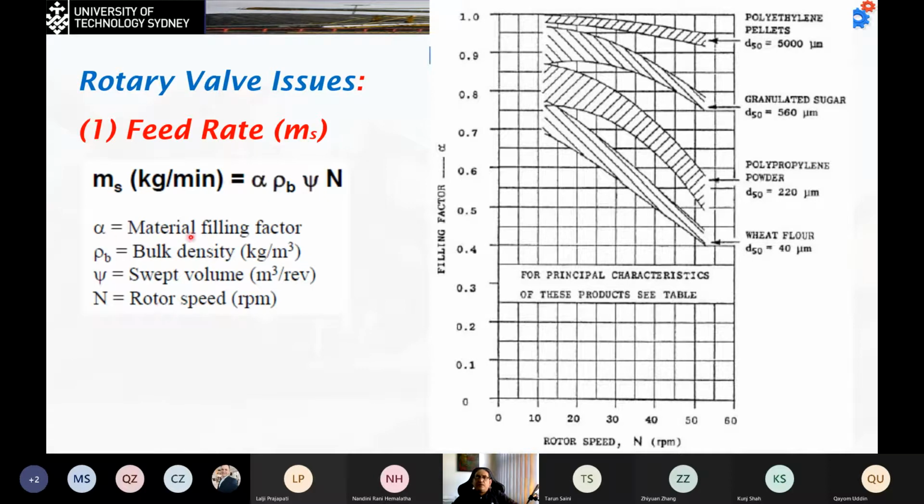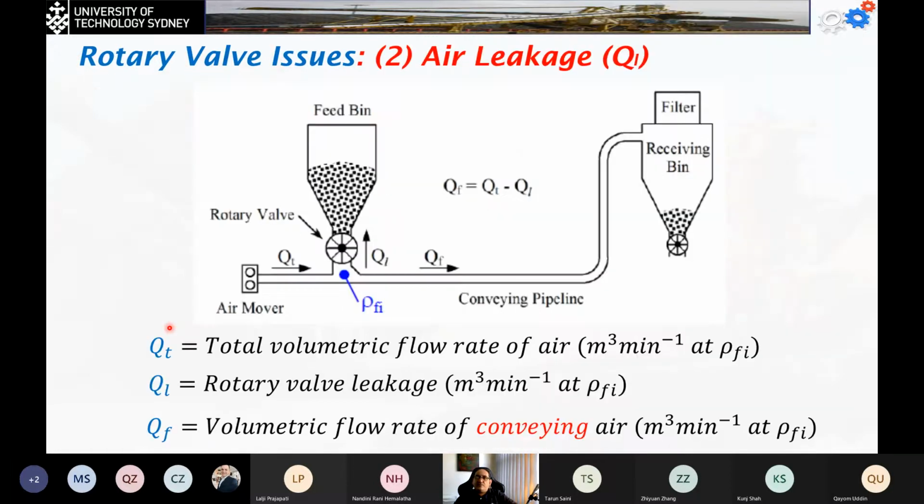Now, a higher material filling factor is going to increase the feed rate. A higher density is going to increase the feed rate. A larger swept volume for the compartment is going to increase the feed rate. And finally, if I simply increase the RPM value for the rotary valve, it's going to increase the feed rate to the system. So each one of these factors is going to decide what the feed rate of the material will be.